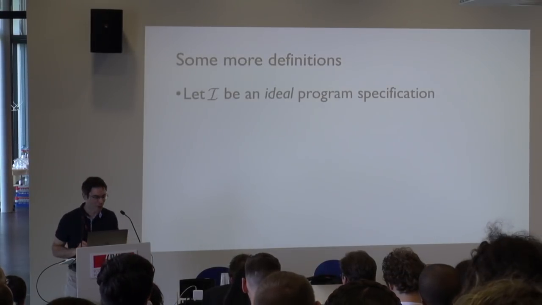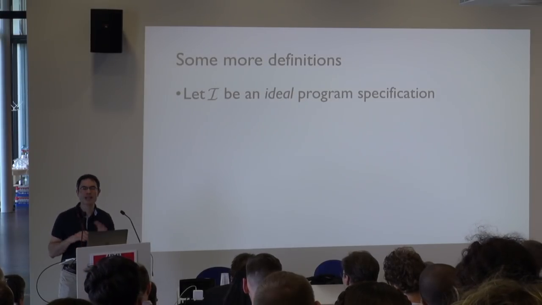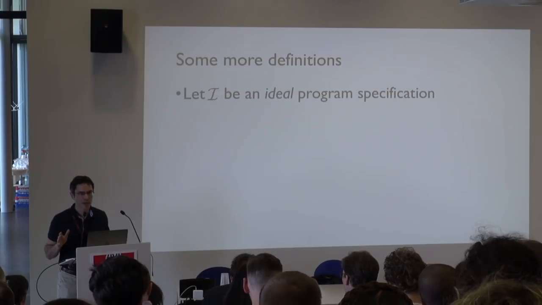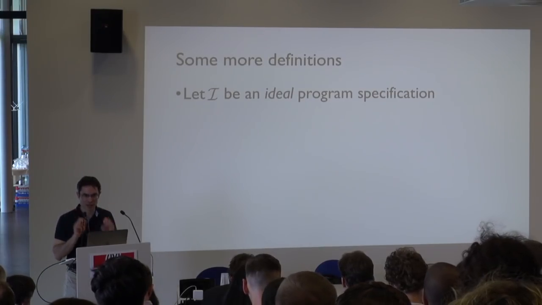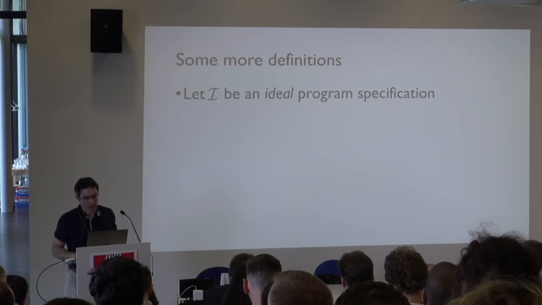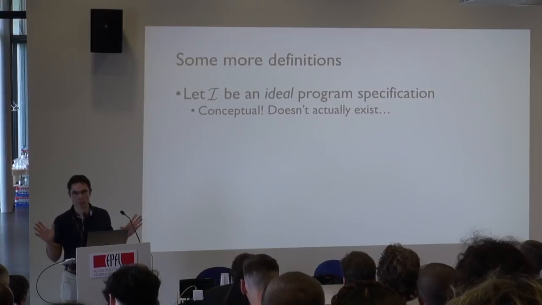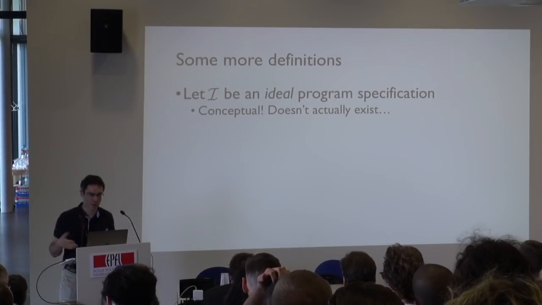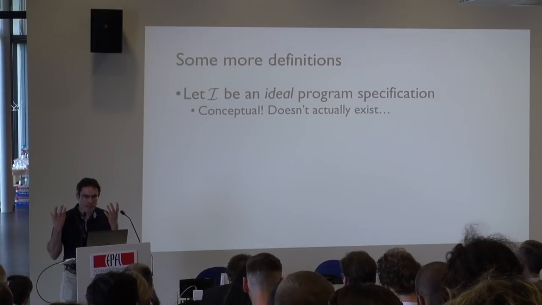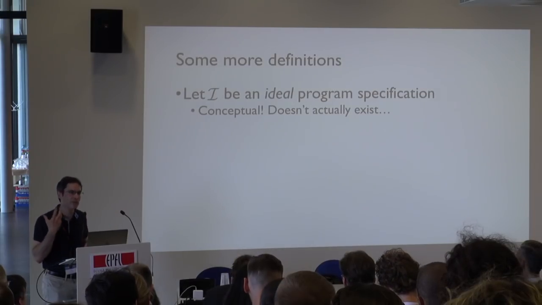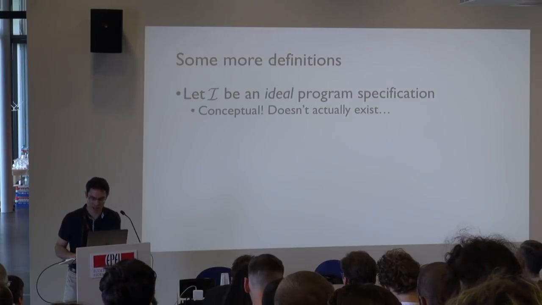Some more definitions are helpful. Let I denote the specification of an ideal program. This is a program describing exactly the functionality that the developer wants. Now, I, of course, may or may not actually be written down anywhere. It might be written down as a formal specification, but it's conceptual. It's something that exists really only in the head of the developer creating a program, or the architect designing a system.